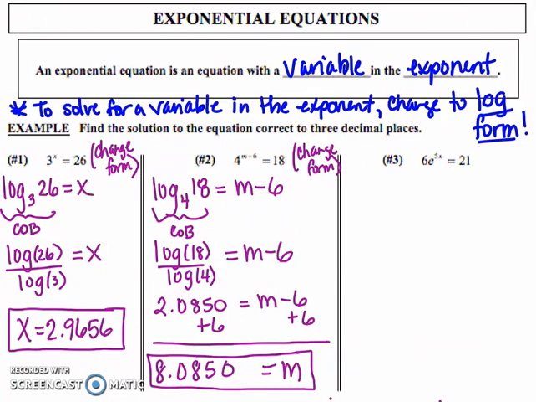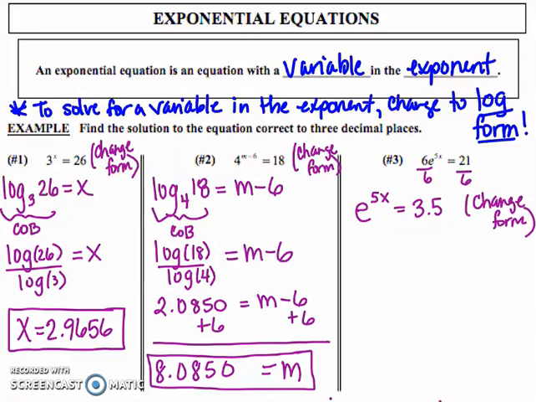And the last equation, again, my exponent is where my variable is, but before I change form on this one, I have to isolate the exponential term first. So that 6 that's being multiplied times e to the 5x, we need to undo that before we change form. So my first step here is going to be to divide both sides of the equation by 6. Now I'm going to have e to the 5x power equals 3.5.